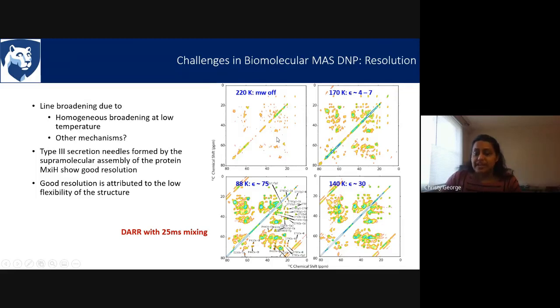However, the problem is that to get the DNP enhancement, we have to go down to lower and lower temperature. As you can see here, at 220 Kelvin, when the microwave is off, this is how the spectrum looks. But as I go down in temperature, the enhancement keeps going up and up. We get more and more signal, but the price we pay in getting that sensitivity enhancement is also clear from the spectrum, that the resolution goes down.